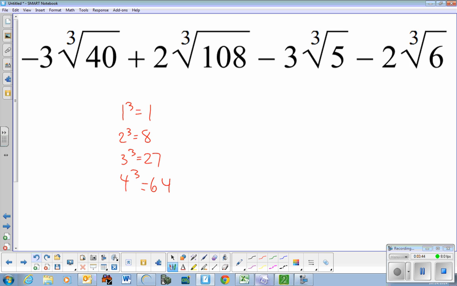simplify them, and see what we're left with. Okay, so 40, 8 times 5. The 8's going to come out. It's going to become a 2 because the cube root of 8 is 2. So negative 6 times the cube root of 5.